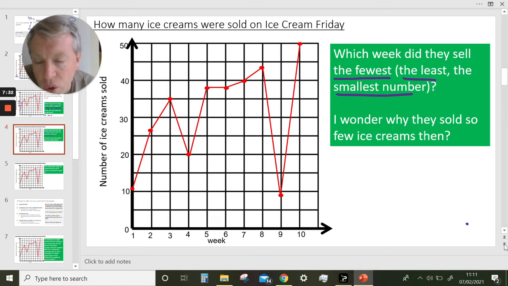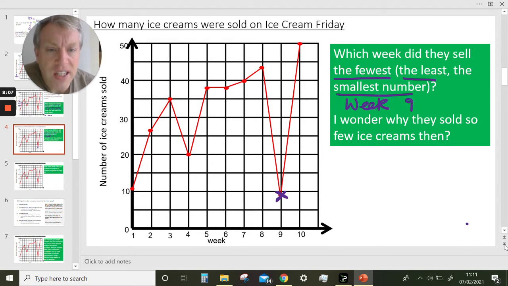Well, I can see it starts quite low over here, but no. Our lowest number must be this data point here. Is less than 10. Okay, in week 9. So remember, the question says which week. So we've got to answer which week. Well, in week 9. We could probably, if we wanted to add a bit more detail, say in week 9 they only sold 9 ice creams. That's not many ice creams to sell.